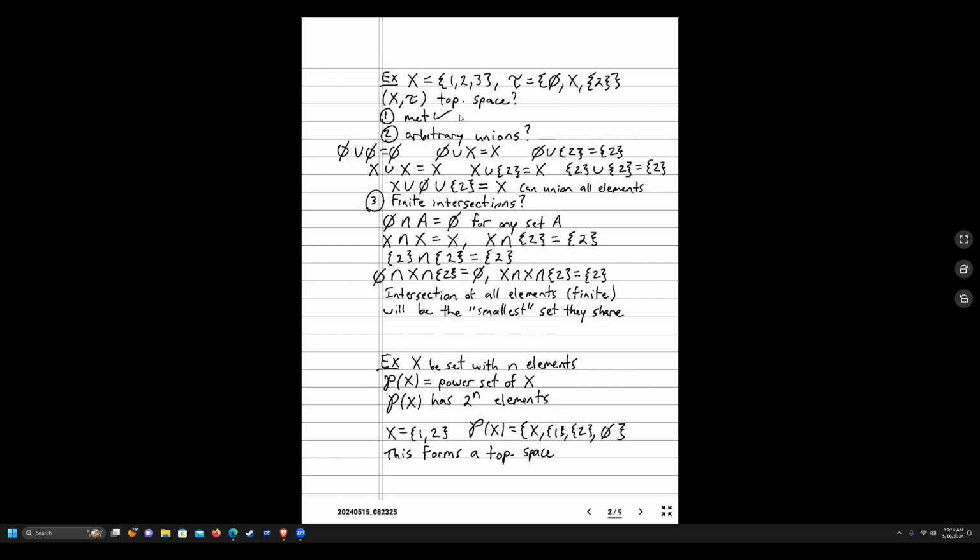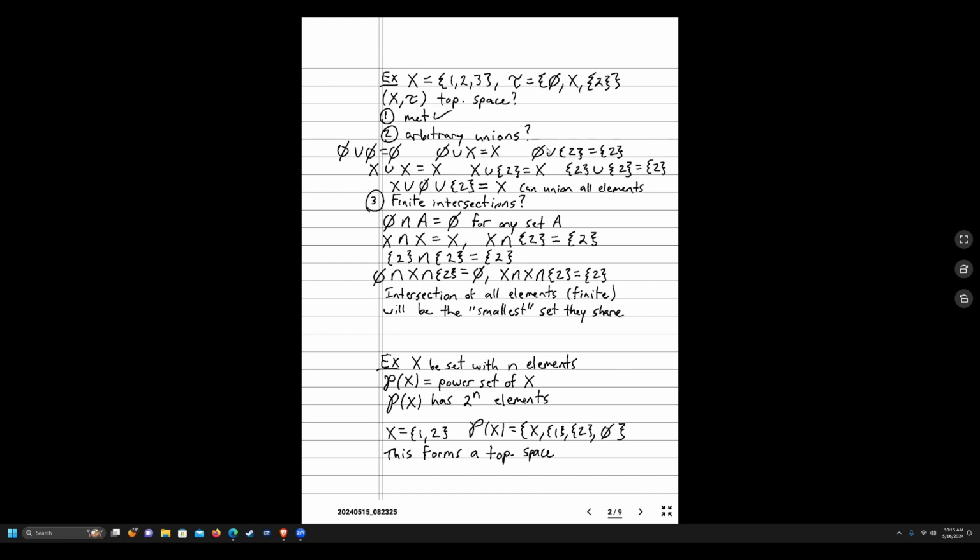Well, condition 1 is met because we have the empty set and X in tau. Now, if we take arbitrary unions of the subsets of tau, are they also part of the collection that tau is? And what I've done here is listed out different unions. The empty set union with the empty set is the empty set, union with X is X. The empty set union with the subset {2} is just the set {2}.